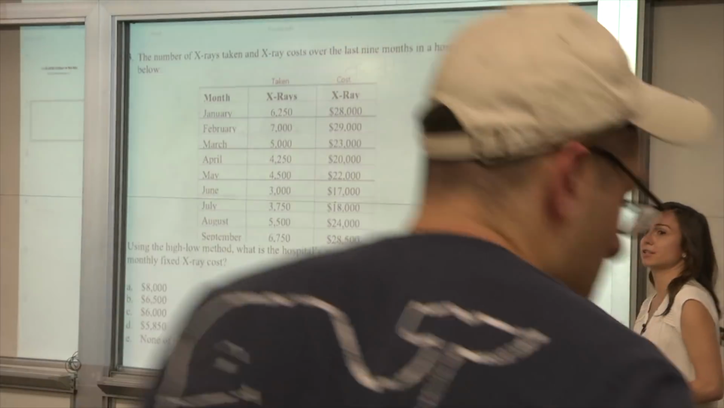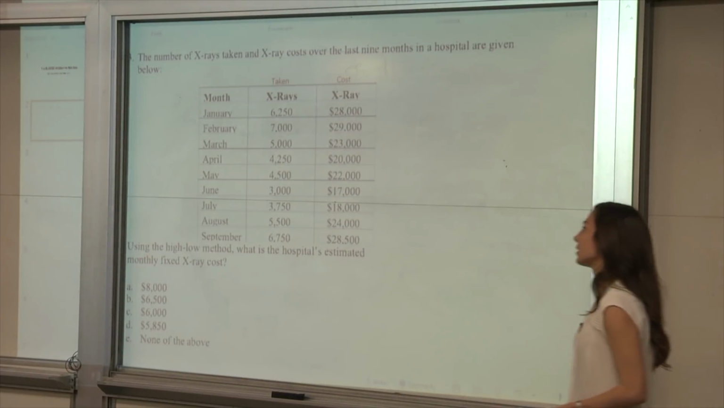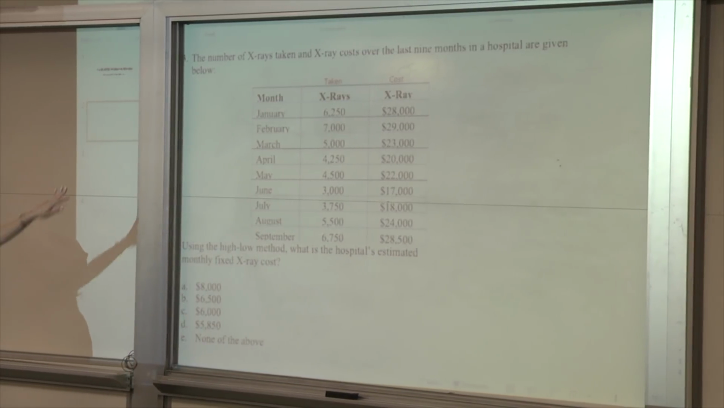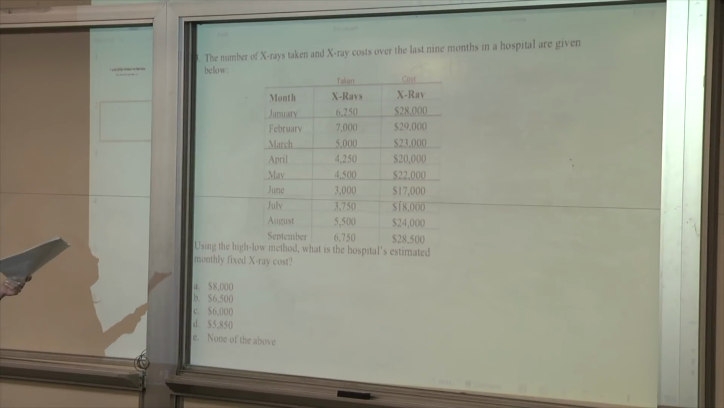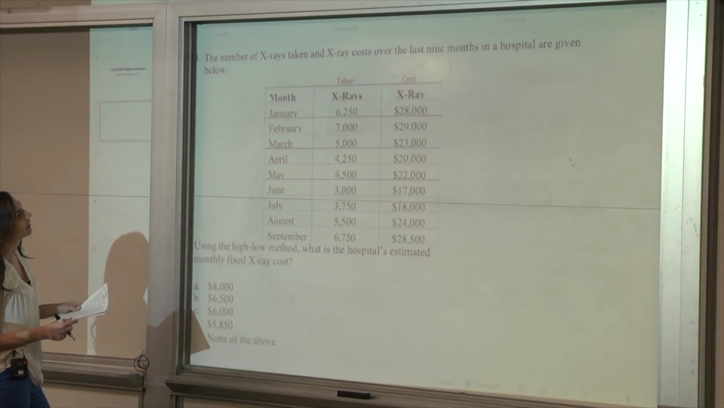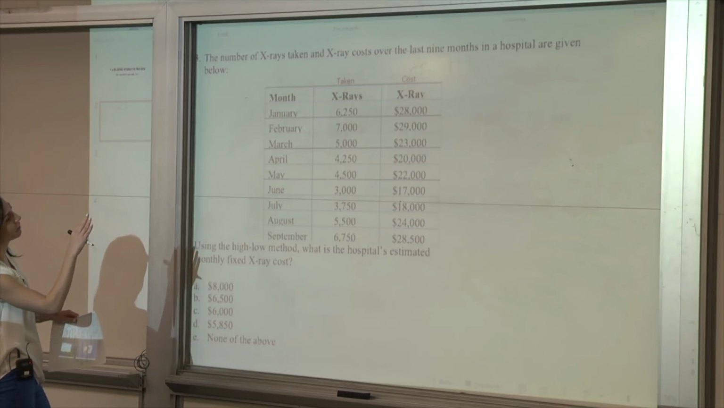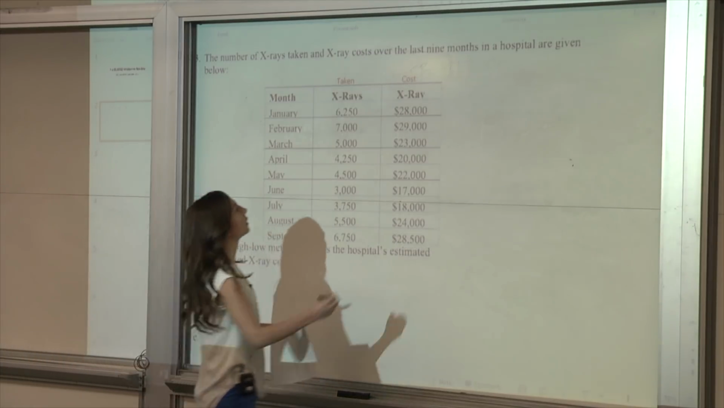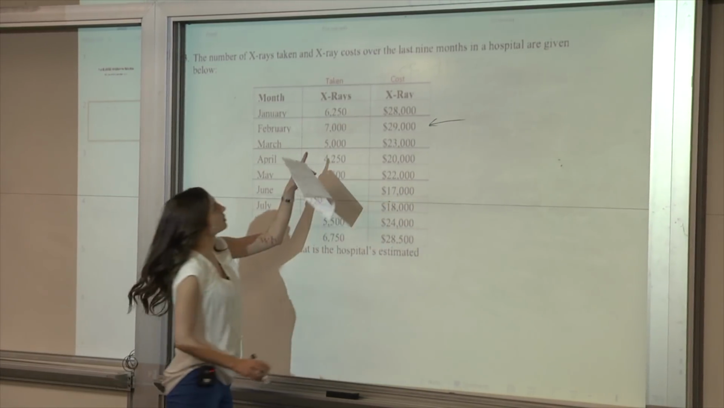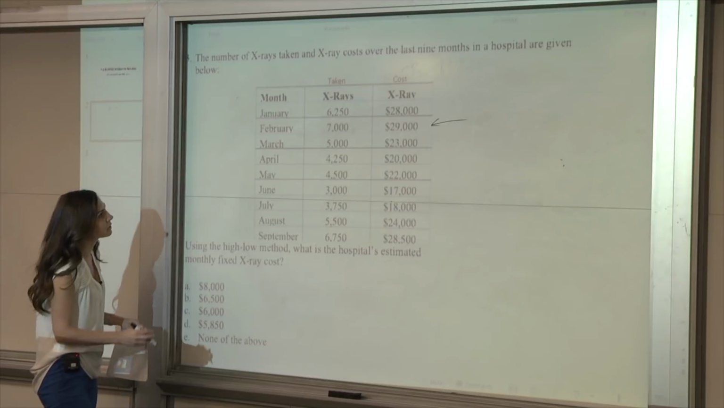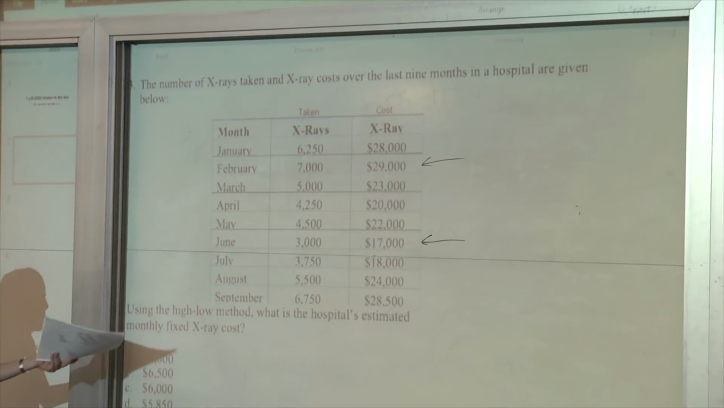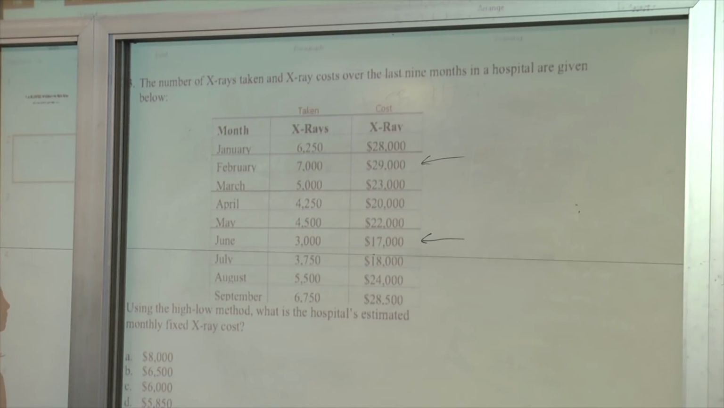And just like the last question, we're going to use the high-low method here. So this question provides number of x-rays taken and the x-ray cost over the last 9 months in a hospital. So we're going to want to highlight the high month activity and the low month activity in order to use the high-low method. So we can see the high month activity is in February with 7,000 x-rays, and the low is in June with 3,000 x-rays. So the question asks, what's the hospital's estimated monthly fixed x-ray cost?